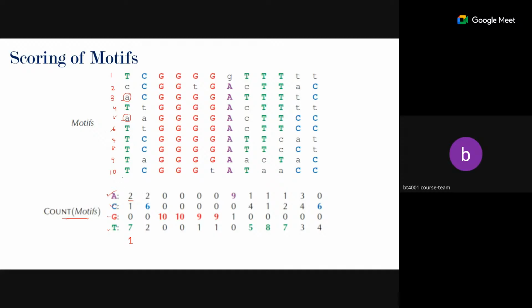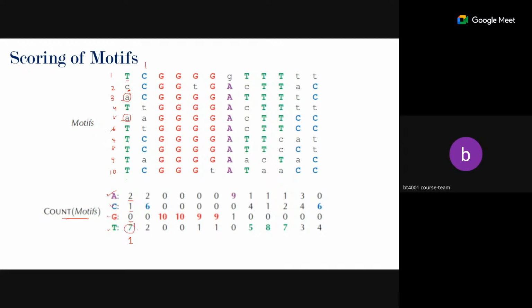Similarly for C, at position number 1, C occurs exactly once, so we have 1. G occurs 0 times, since there are no G's at position number 1. And T occurs 7 times. We have already counted that: 1, 2, 3, 4, 5, 6, 7.